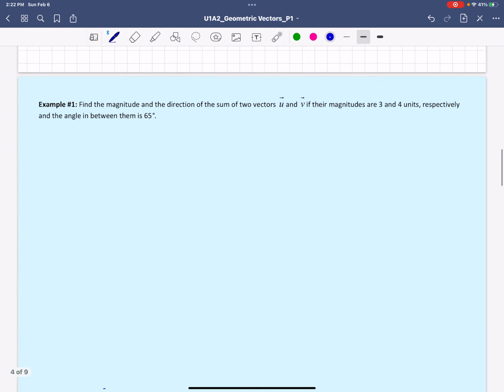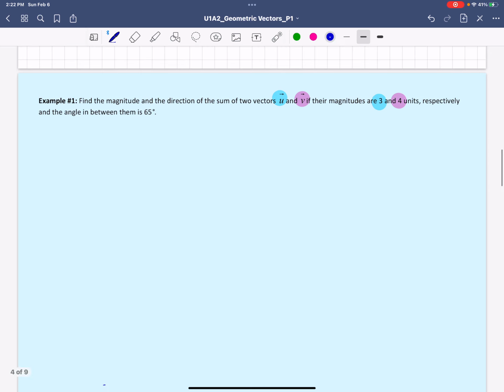We have to find the magnitude and the direction of the sum of two vectors, u and v, where u is 3 units and v is 4 units. The angle made between the two vectors is 65 degrees. So read the problem a second time with the intention to really understand the information given. We have to find two things: the magnitude and the direction of the sum of these two vectors.